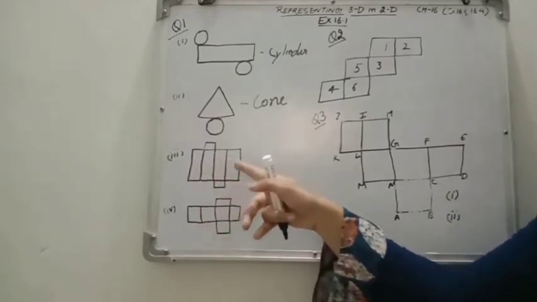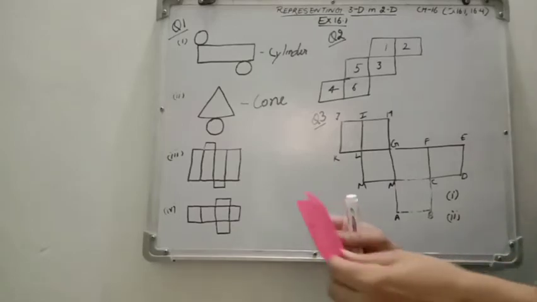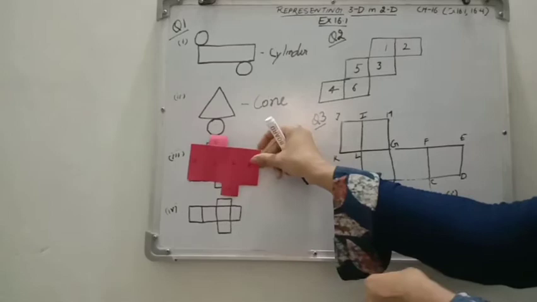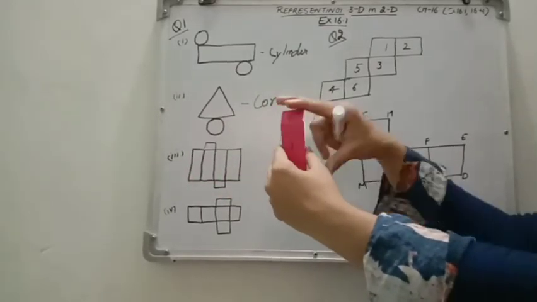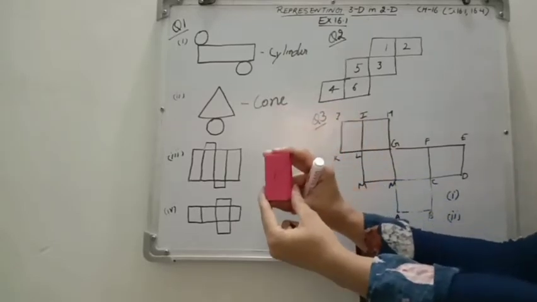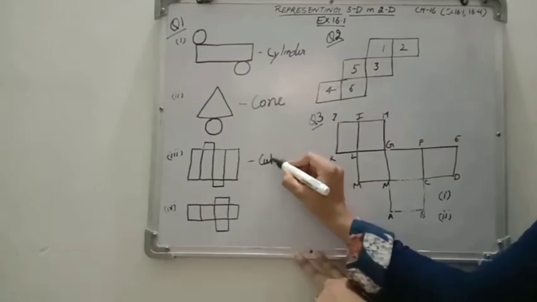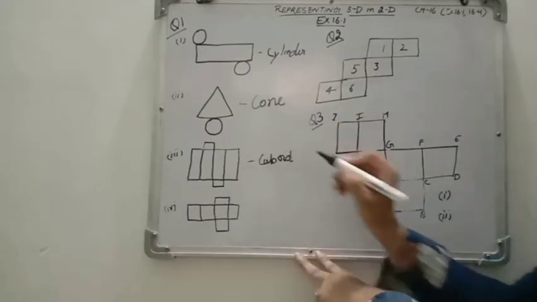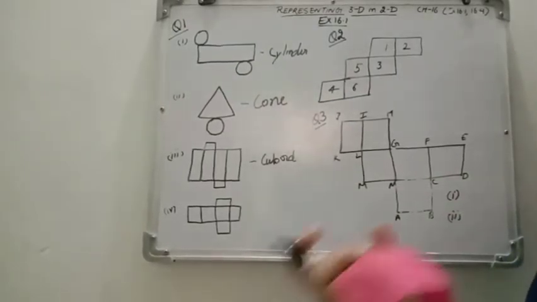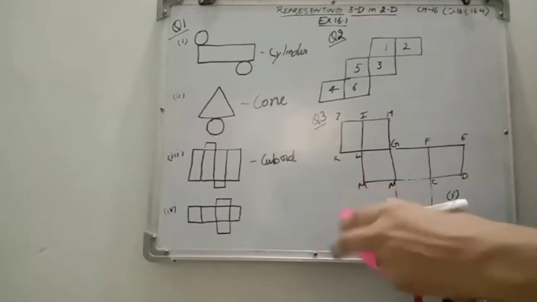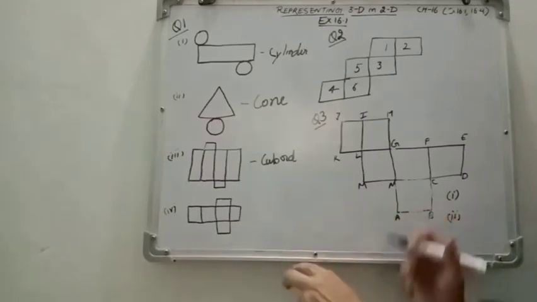Next, see how many faces are there? 1, 2, 3, 4, 5, 6, and all are in a rectangular shape like that. So this figure becomes a cuboid. So this is a cuboid. Next is a shape of squares. So what is this shape called? It looks like a cube. So it's a cube.